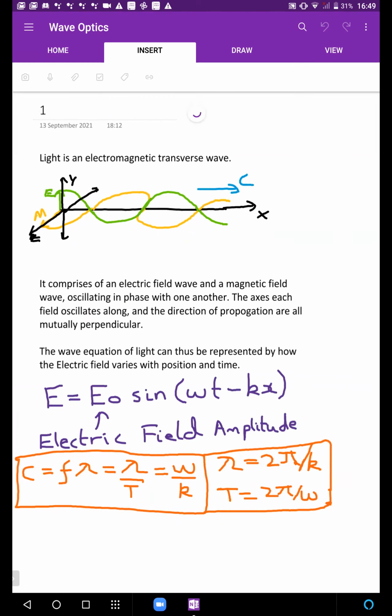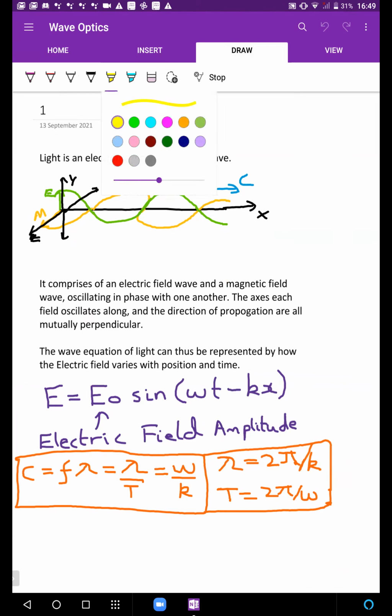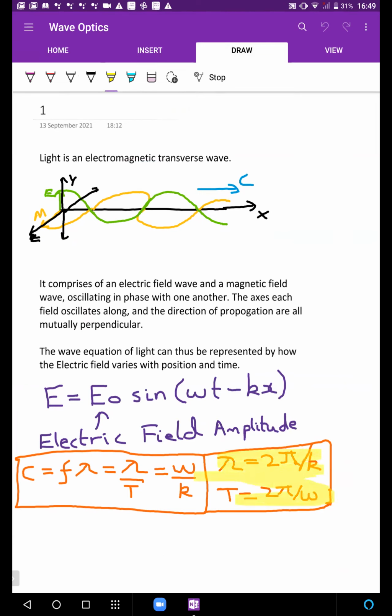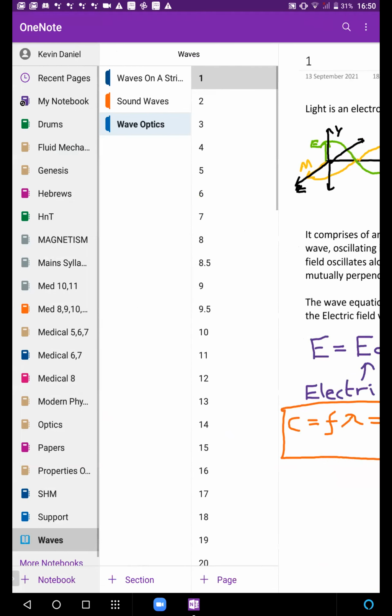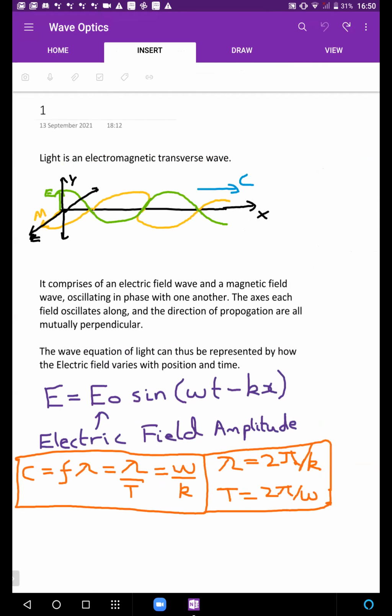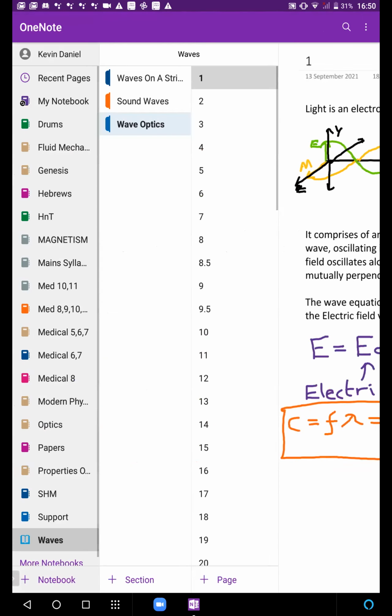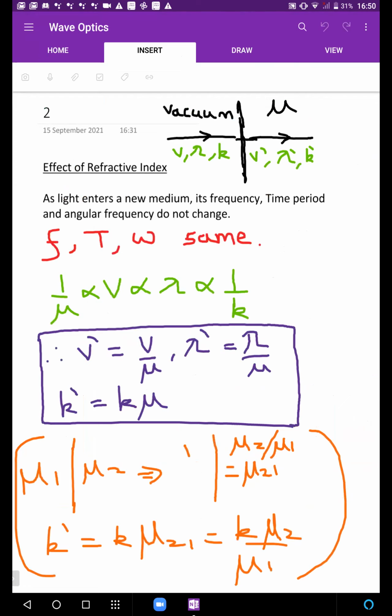So light is an electromagnetic wave. You have all these same equations. Time is 2 pi by omega, lambda is 2 pi by k. Velocity of light c is f lambda, या lambda by t, या omega by k. Same. Light is made up of an electric field and a magnetic field oscillating perpendicular to each other and also perpendicular to the direction of propagation. It's therefore a transverse wave and an electromagnetic wave.